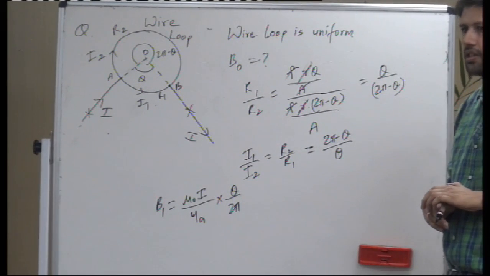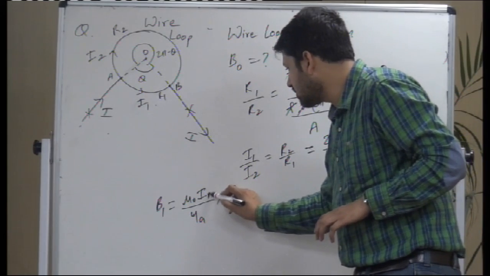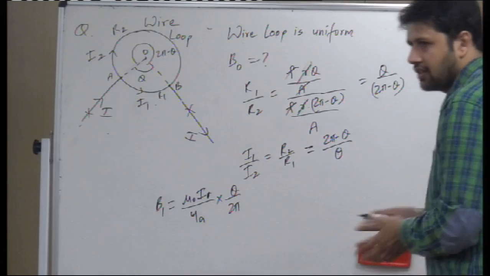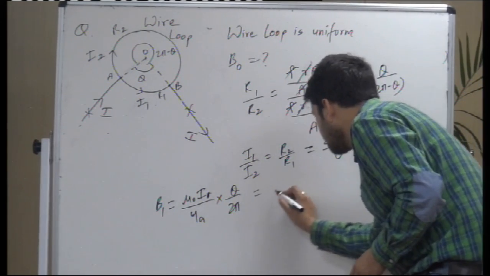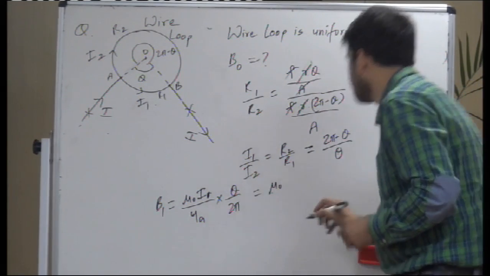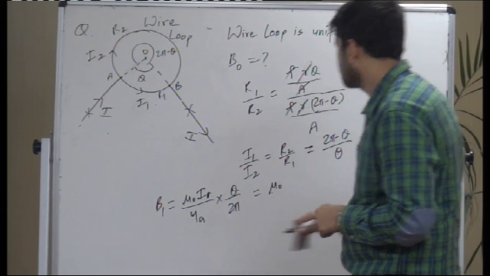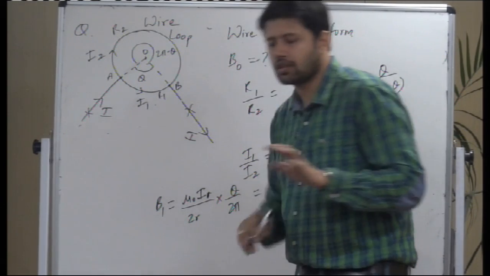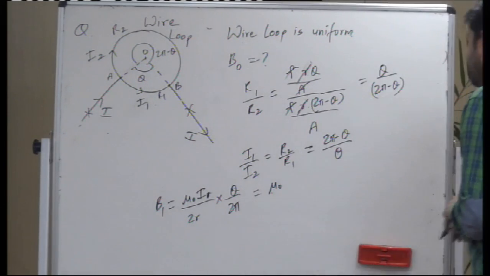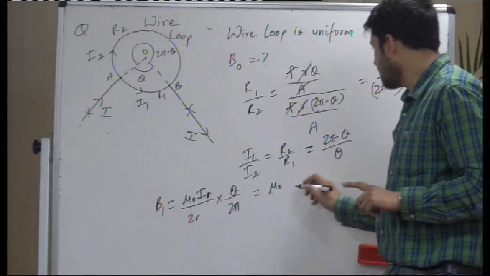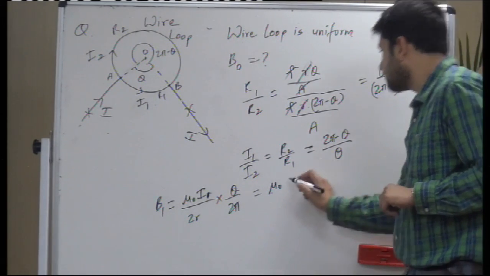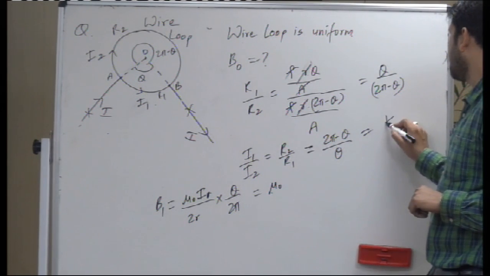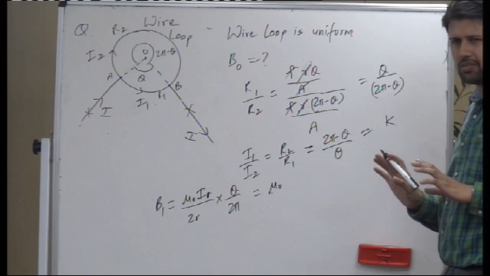This was for I1. For any arc it was this only. Okay, sorry, I wrote 4 by mistake. So now this is how much, I1? Let's say the value of the ratio is k. Let's take this value as k.